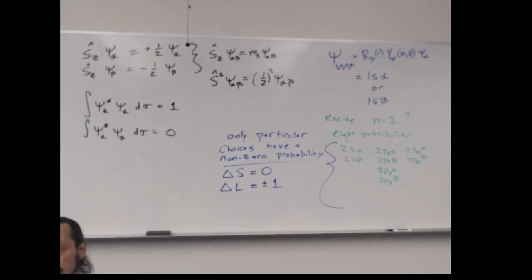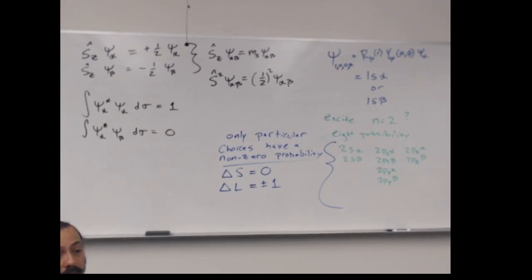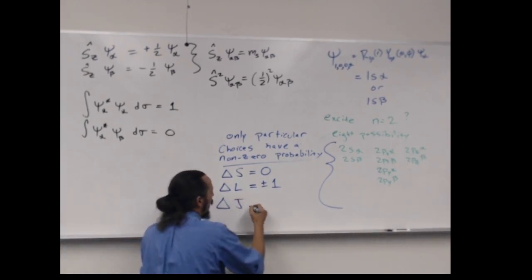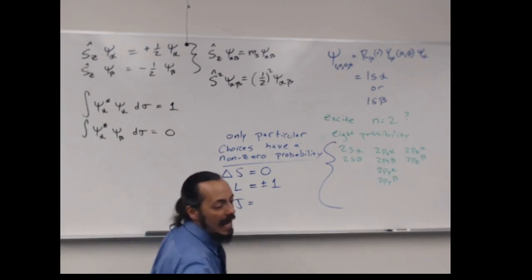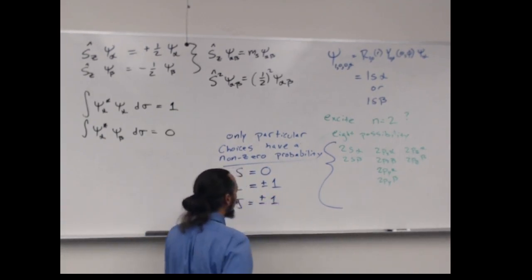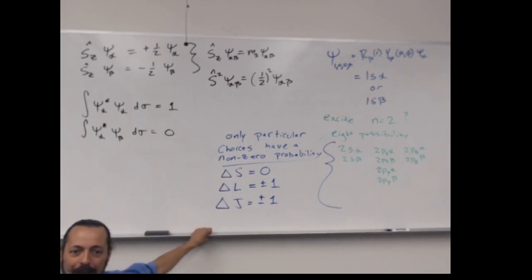I don't have time to do the integrals, but we will do the integrals when we look at this in more detail on Tuesday. But there's one more thing, and I'm going to define this one more thing before we end class. Delta J plus or minus 1. What the heck is delta J?